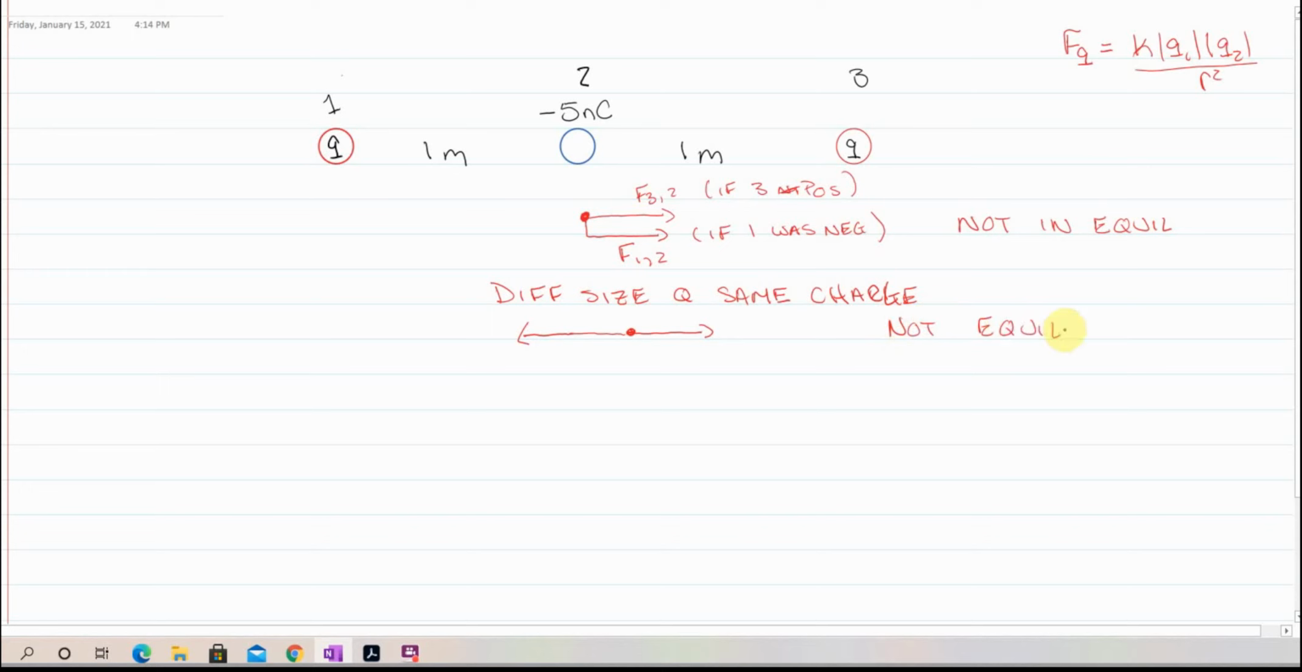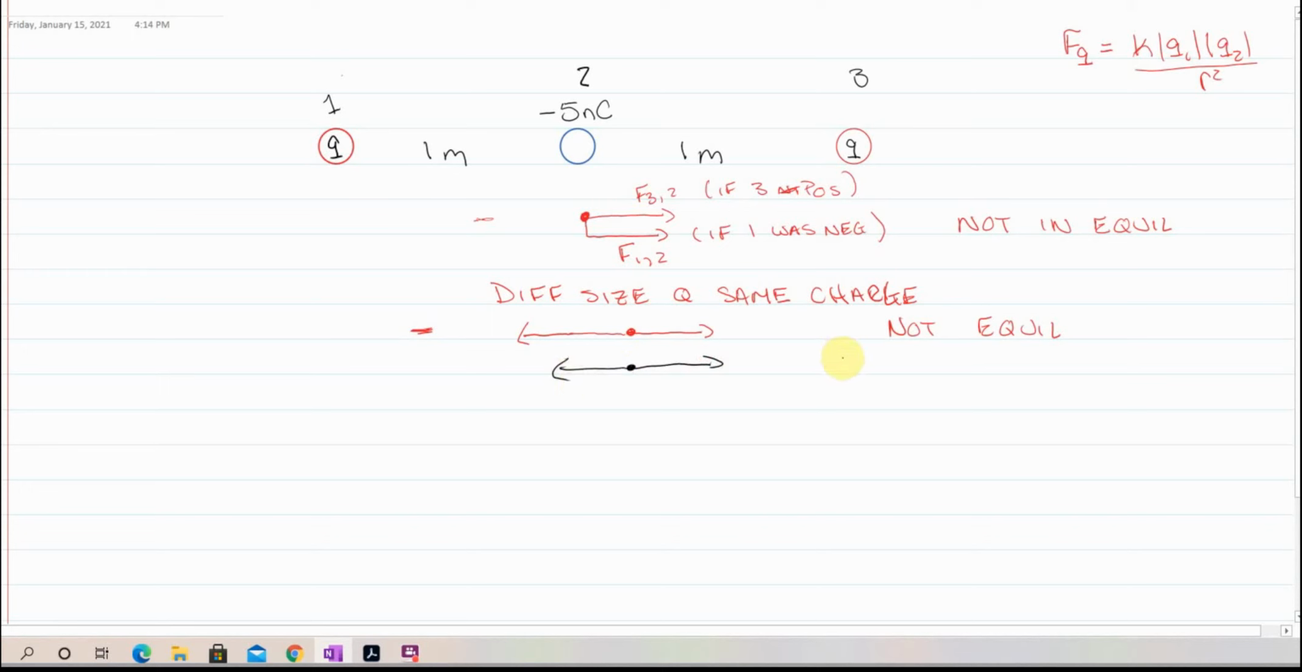So what I'd have to have is 1 and 3 equal in size because they're the same distance. Now I could change the distances to allow for different magnitudes of charge. That would work. But if I want things to stay put, I have to have book-ended charges that are the same sign. Otherwise, we're going to end up with acceleration like we did here. So for them to be in equilibrium, they have to be the same size and same charge.